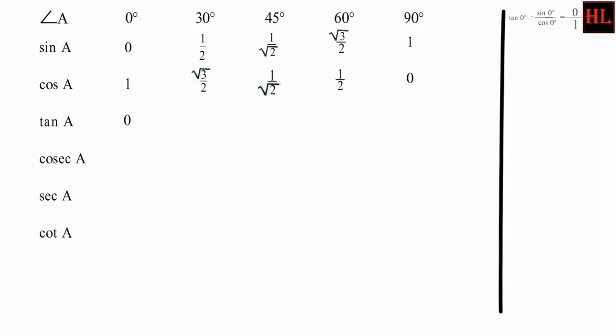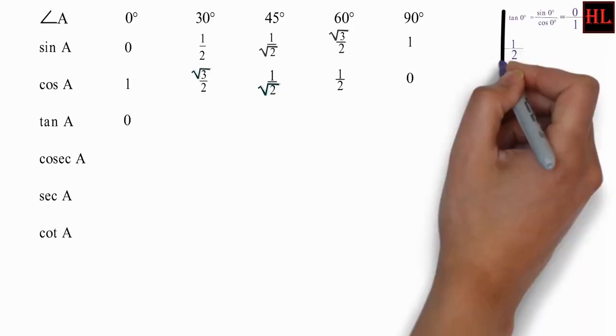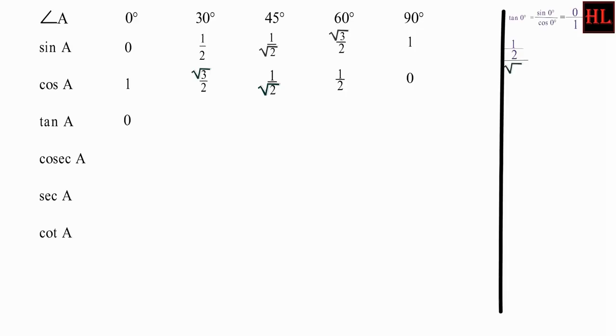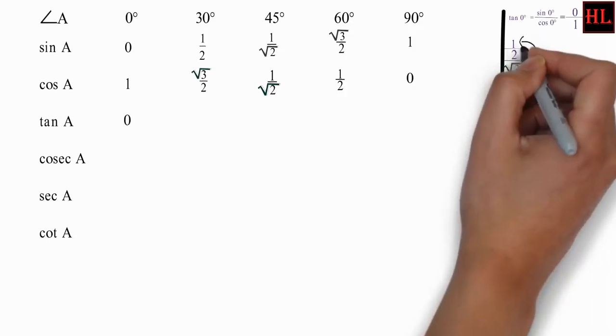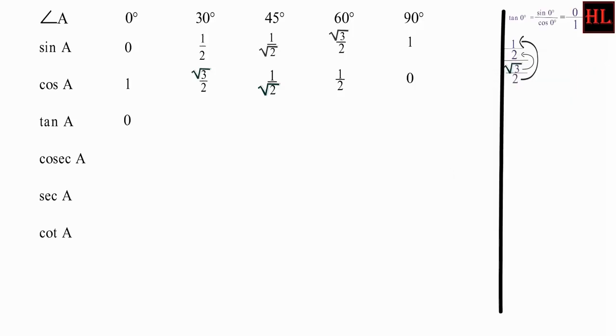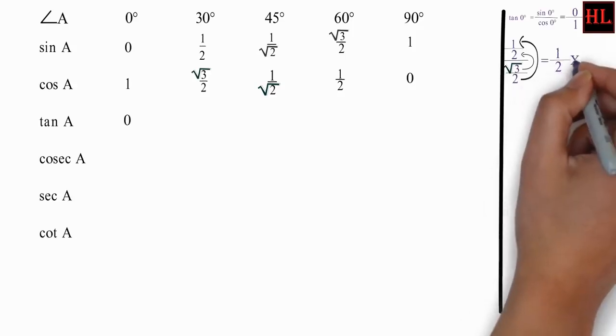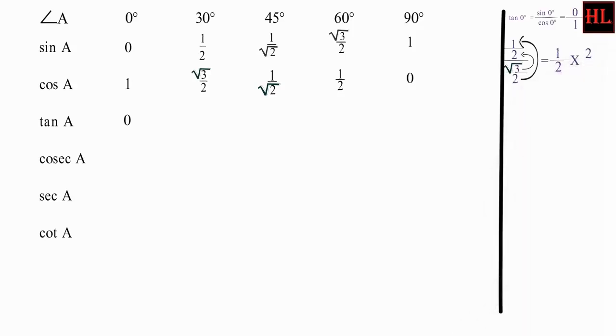For tan 30, we need to divide sine 30 with cos 30. Therefore, we'll have 1 by 2 whole divided by root 3 by 2. Now, here we need to divide two fractions. So in that case, we multiply the numerator of first fraction with denominator of second fraction and multiply denominator of first fraction with numerator of second fraction. In short, we multiply first fraction with the reciprocal of second fraction.